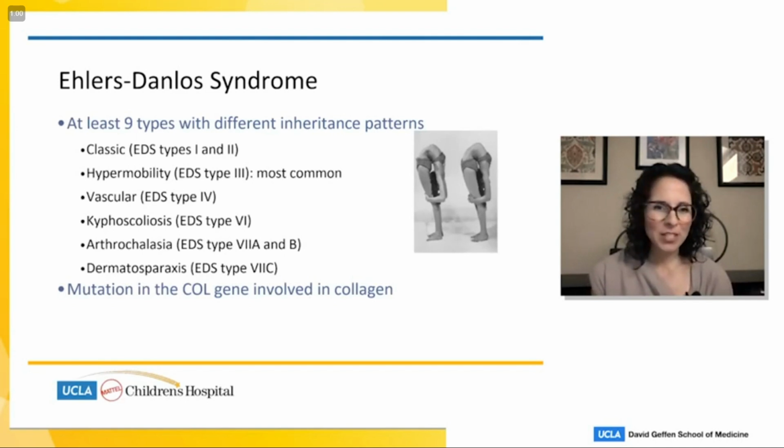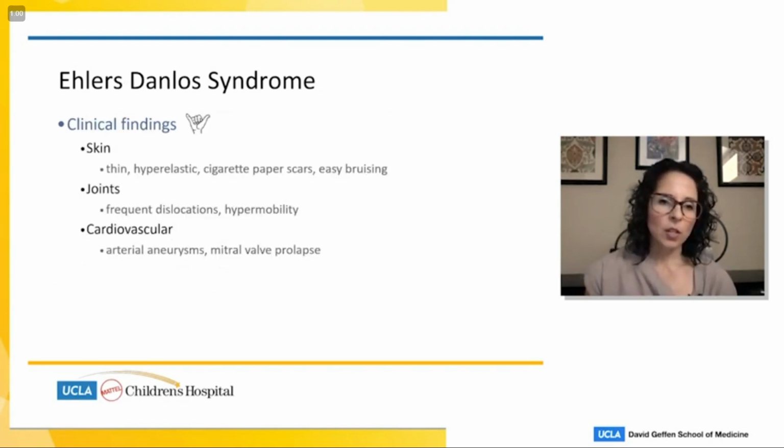Ehlers-Danlos, I'm just going to briefly mention here, there are multiple types. Specifically, the mutation is in the COL gene involving collagen production. But what I want you to know more specifically is how you can differentiate between a benign hypermobility syndrome and EDS.